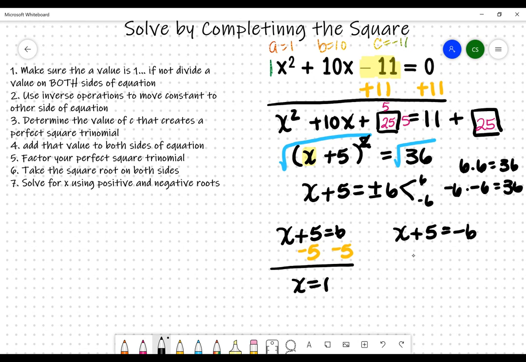All right, x plus 5 is equal to negative 6. Subtract 5 on both sides. And x could equal a negative 11. So x could equal negative 11 or it could equal a positive 1. Easy, right?